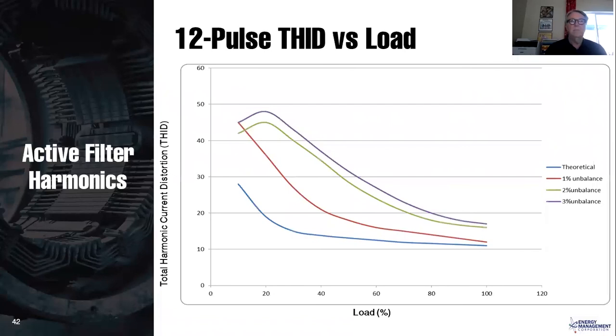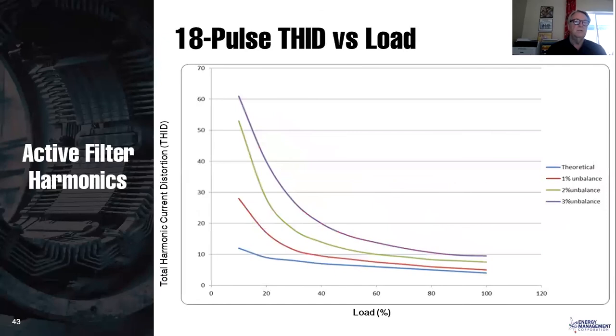Here's some filter complications. That's a 12 pulse. You can see that 12 pulse at lower loads and higher voltage imbalance causes those to have appreciably higher distortion. They don't perform as well if you have voltage imbalance or at lower loads.